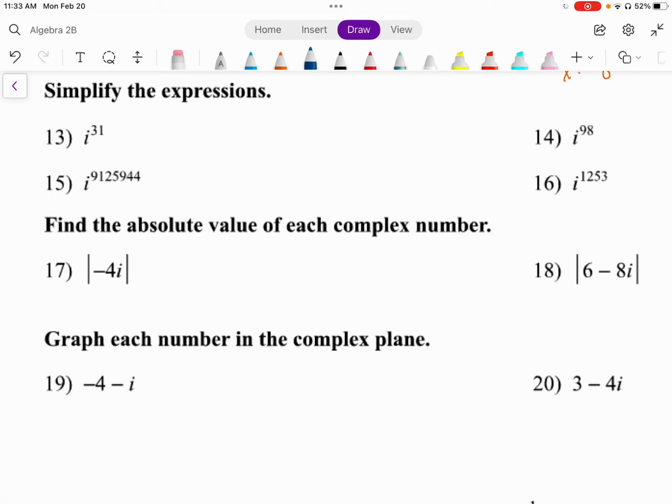In these next few groups of questions, we're working with imaginary numbers. So 13 through 16, we're just supposed to simplify. Now what we do is we remember our little key here. So make sure you know these four things.